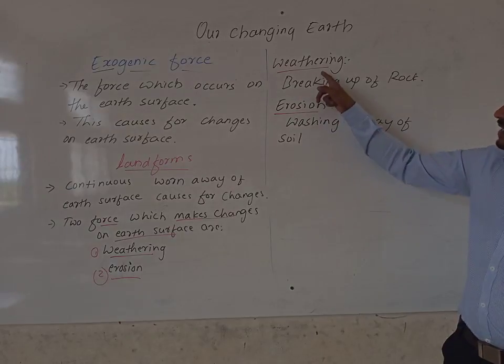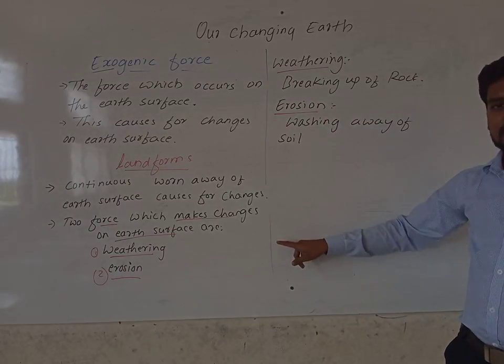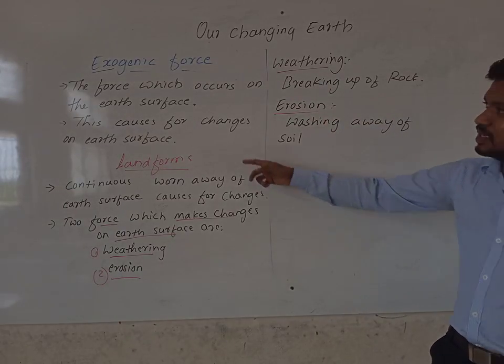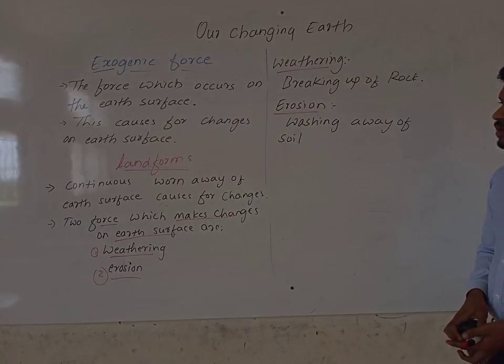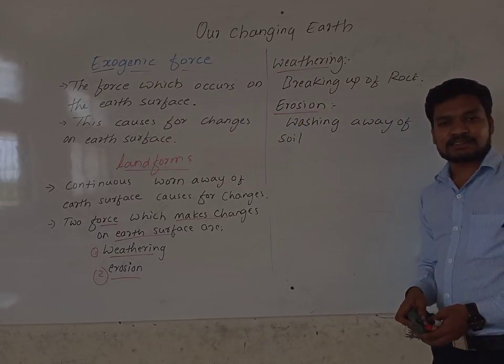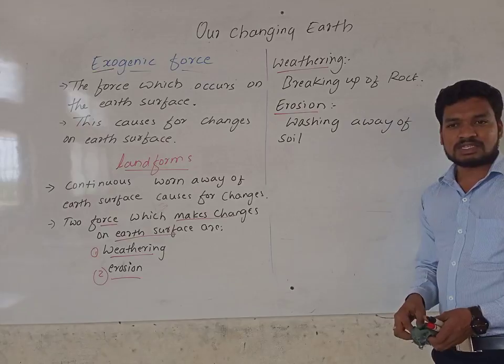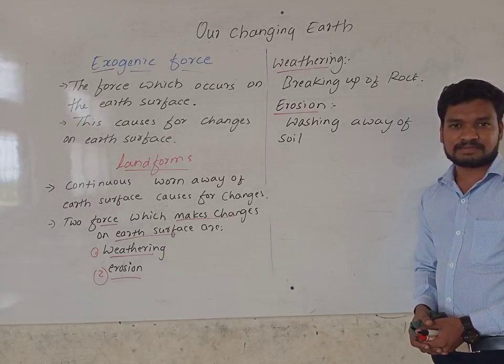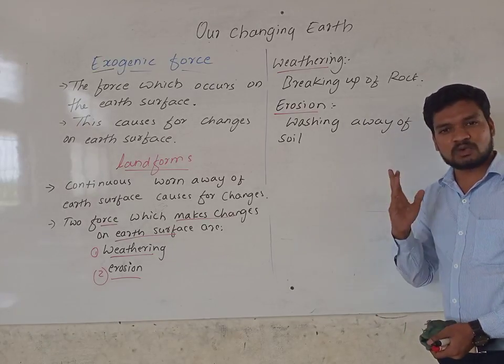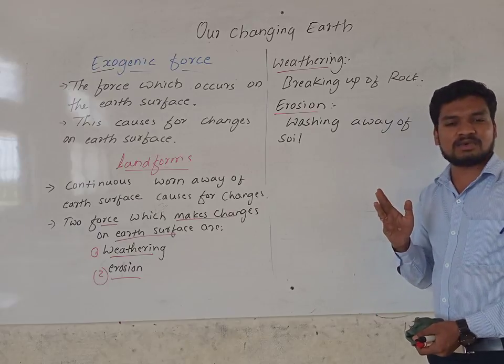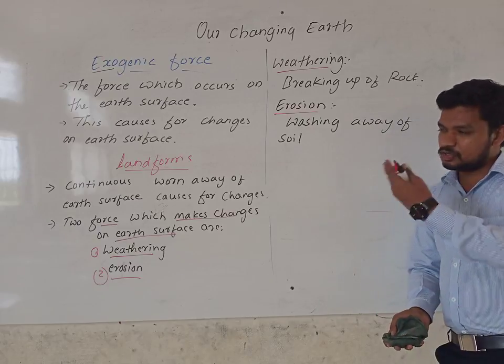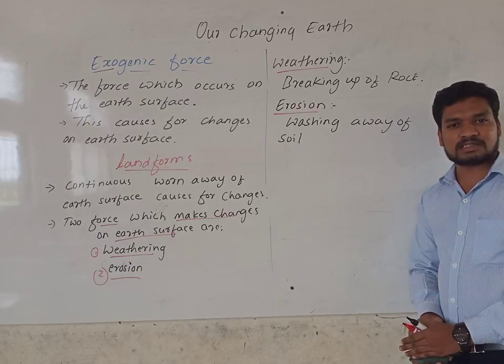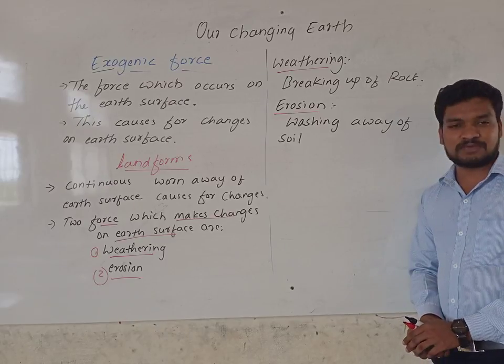So this weathering and erosion happens on the Earth's surface and causes changes. It's called exogenic force. So there are three important agents which act as changes: work of river, work of glacier, and work of wind. We'll continue to discuss these three important works on the Earth's surface with exogenic force in the next class.